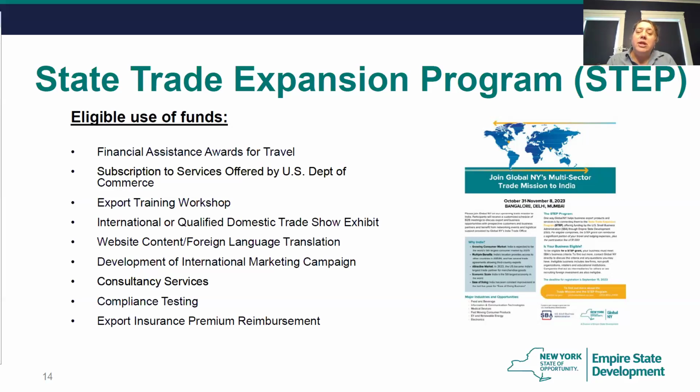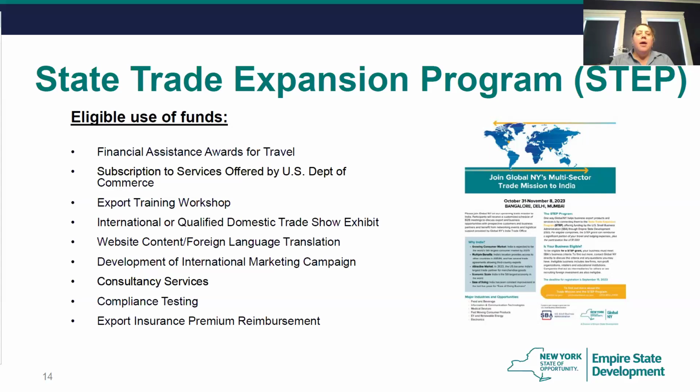Should you choose to send any of your employees to training on export compliance or how to complete the paperwork that is necessary, or how to market and sell, anything that is related to the development of your employees to become more competent at export marketing and sales and logistics, any of those fees are also reimbursable through the STEP grant program.